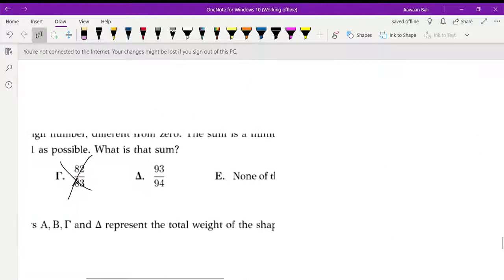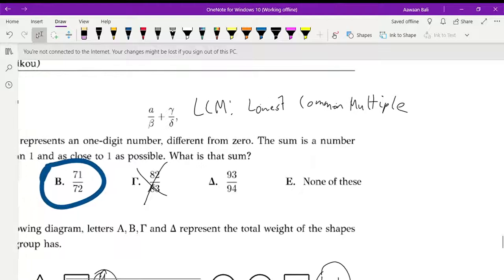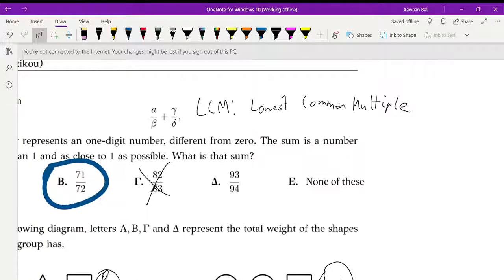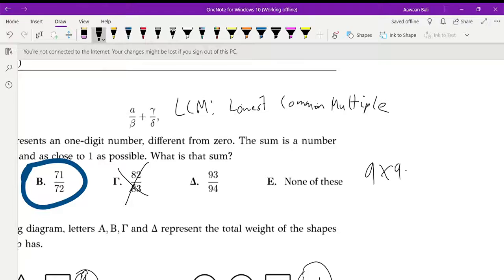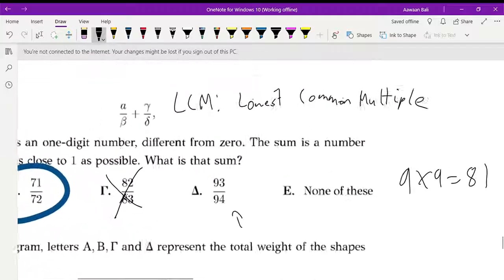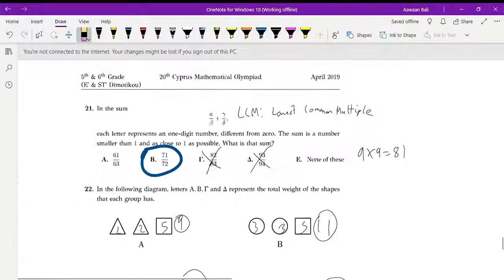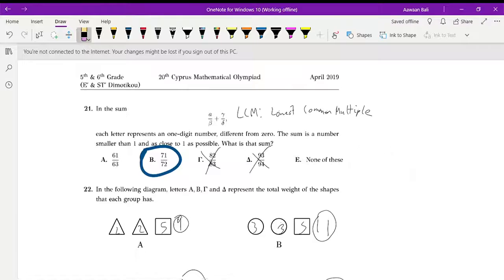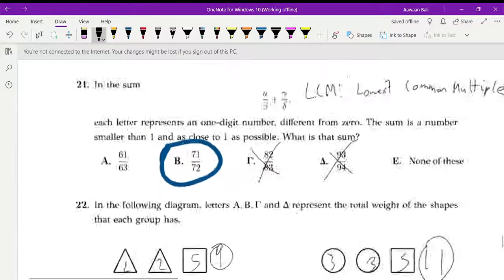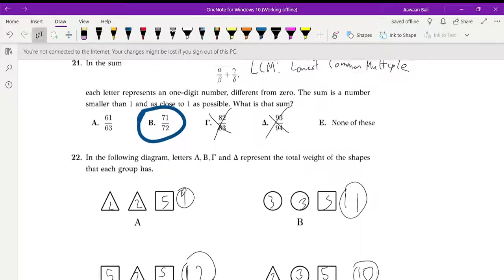Now when we have 94, each of these variables is a digit. So the biggest you can get is 81 if you do 9 times 9. Here it's 94, which is definitely bigger, which means we can say that is wrong. Now, since it says what is the biggest possible sum, we can say that's 71 upon 72, because that is definitely bigger and closer to 1 than 61 upon 63. So thus the answer is Vita.